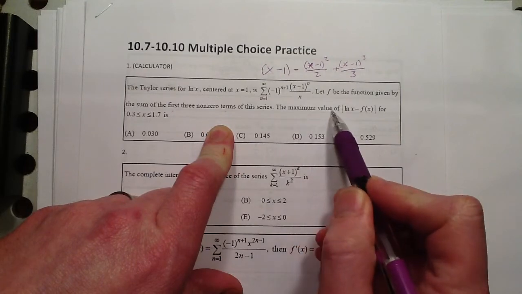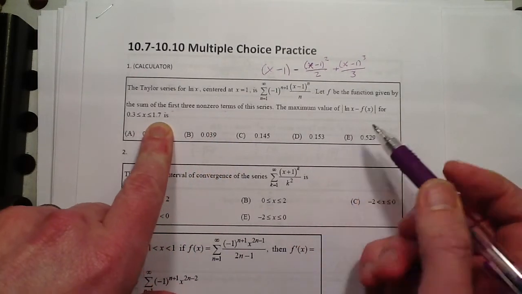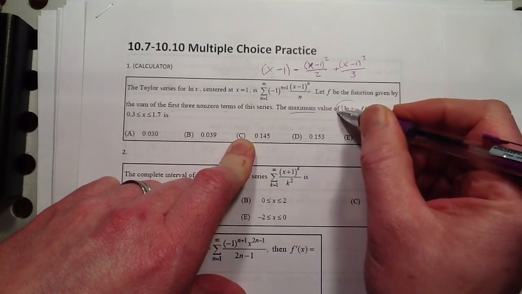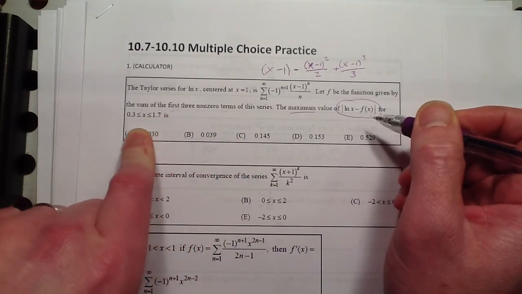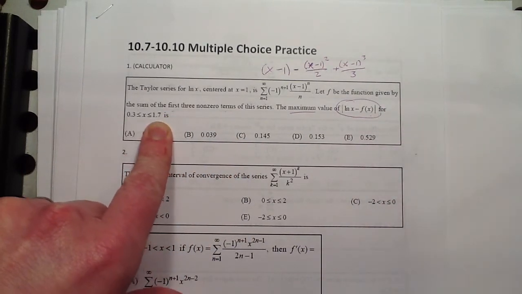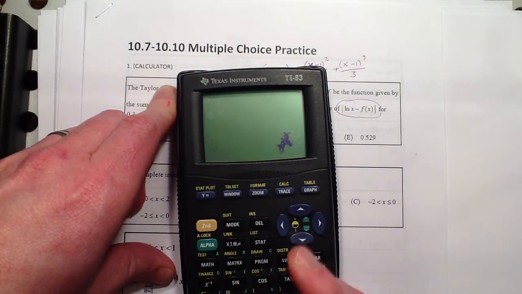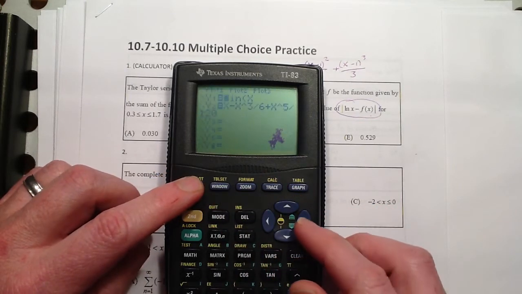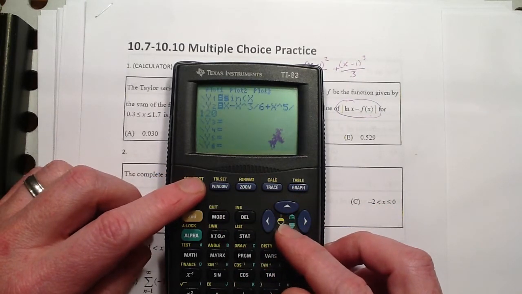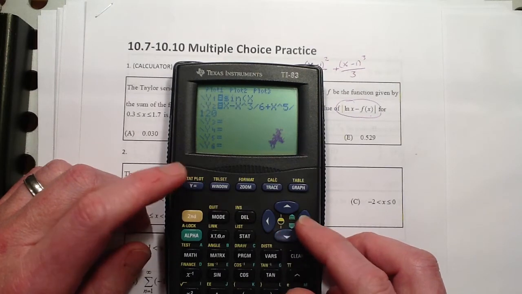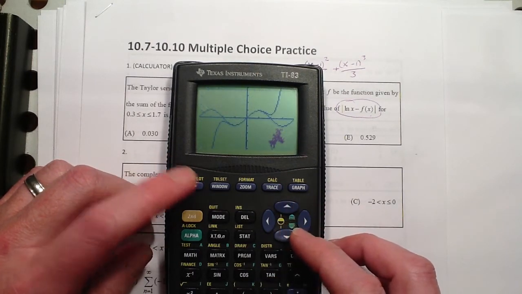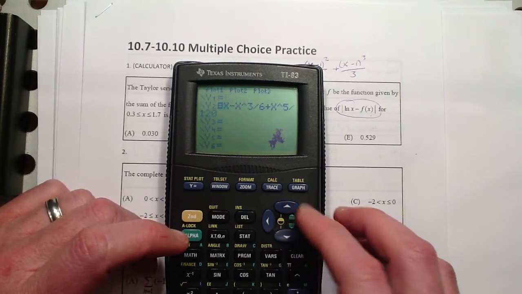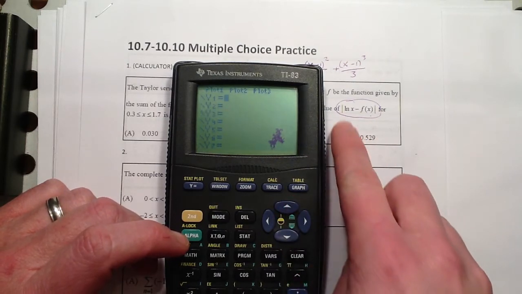Those are the first three terms. Okay, they want the maximum value of this on this interval. Well, the easiest way to find the maximum value of this, since we can use our calculator, is let's just graph this and then find the maximum value on that interval. So, hey, look, that's the sine function and the first three terms of that series. That's pretty cool. But anyway, that's not what we want now. We want the natural log function. Let's click that out of there. We want to graph this.